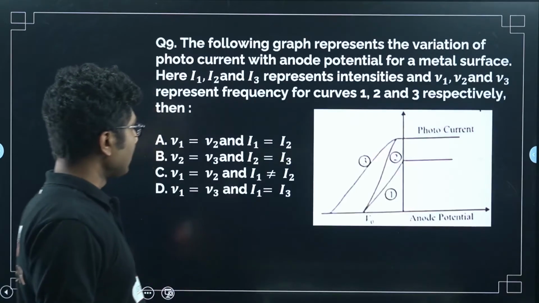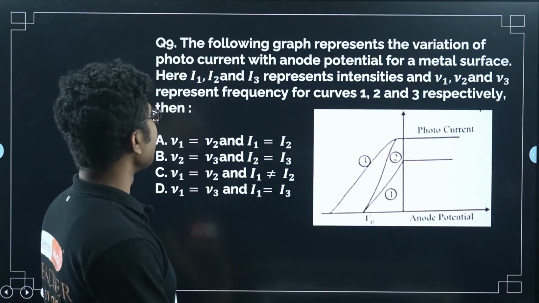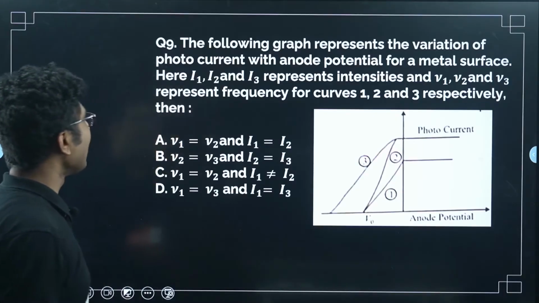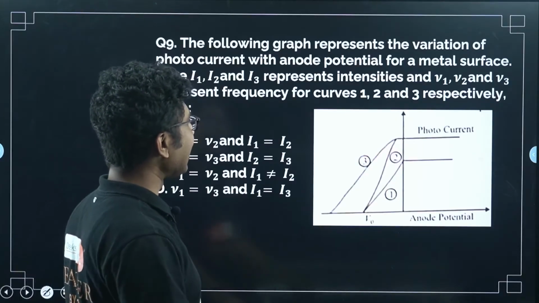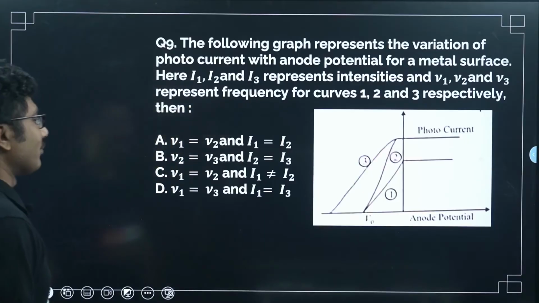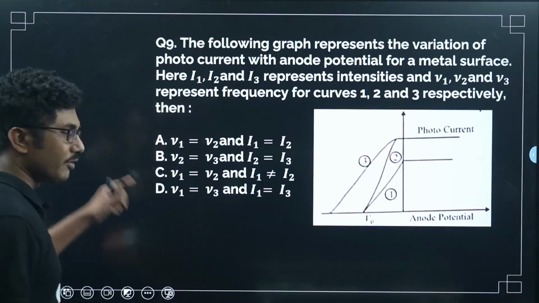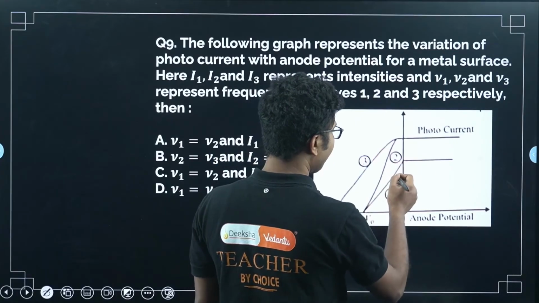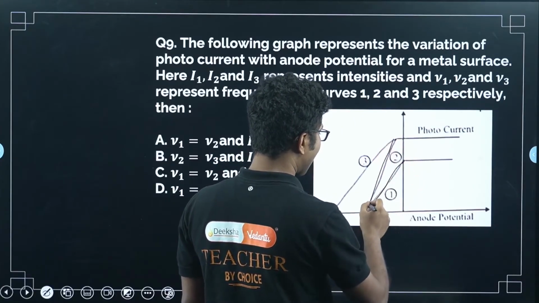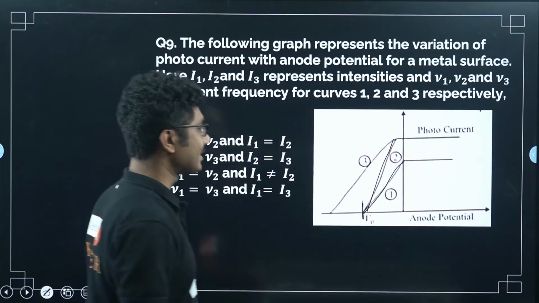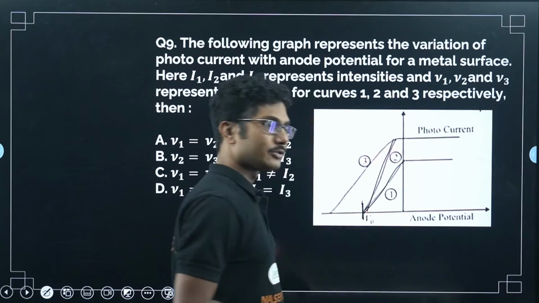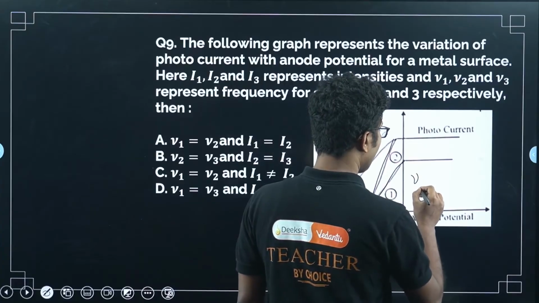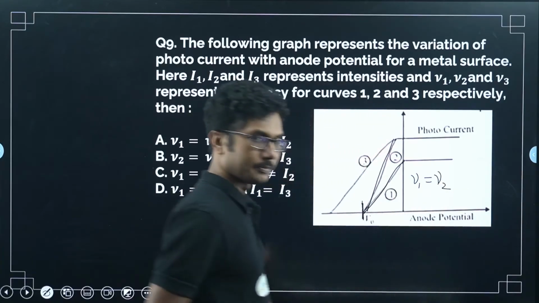Now question number 9. The following graph represents the variation of photocurrent with the anode potential for a metal surface. Here I1, I2, I3 represent the intensities and nu1, nu2, nu3 represent the frequencies for curves 1, 2, 3 respectively. Then which of the following is correct? So let us first understand the relationship here. If you see in this graph, 1 and 2 both have the same stopping potential, and same stopping potential means they should have the same frequency. So first of all, nu1 should be equal to nu2, no doubt about it.